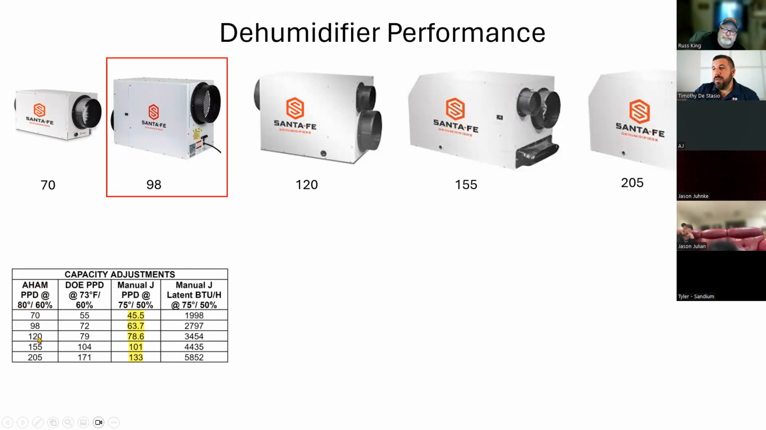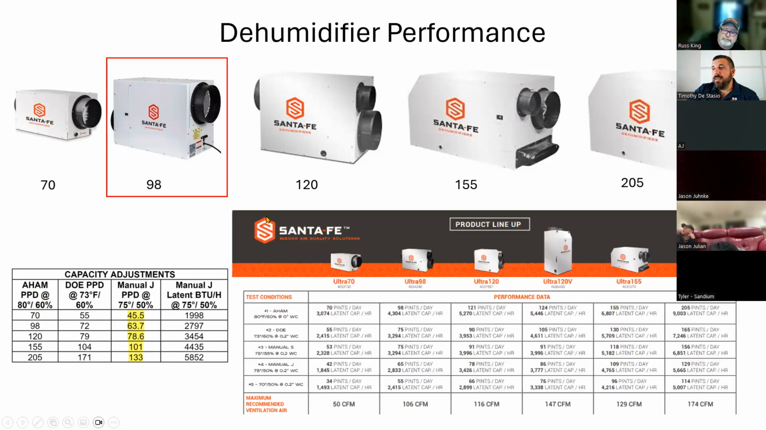So there's a ton of humidity in the air, and the dehumidifier has a lot of humidity it can pull out. So that's why it's rated at 98 pints. But at Manual J conditions, that dehumidifier can't pull anywhere close to that. It can only pull 63.7. Now, what's nice about Santa Fe is that they don't hide that fact from you. They publish it. And notice here the Ultra 98, if we're going with Manual J 75 and 50, a little bit of static pressure, it's only down to 65 pints per day.